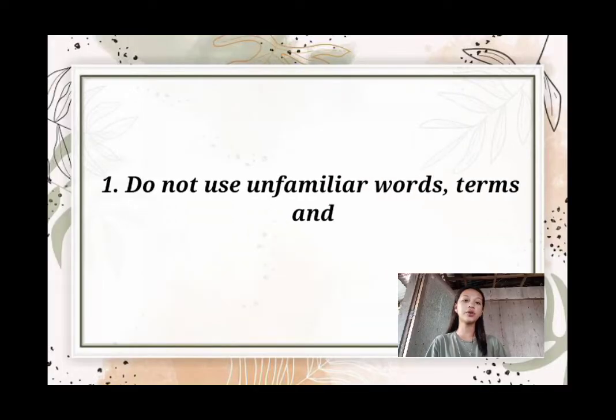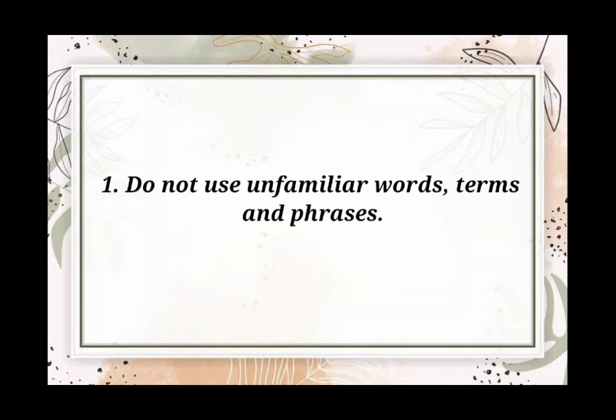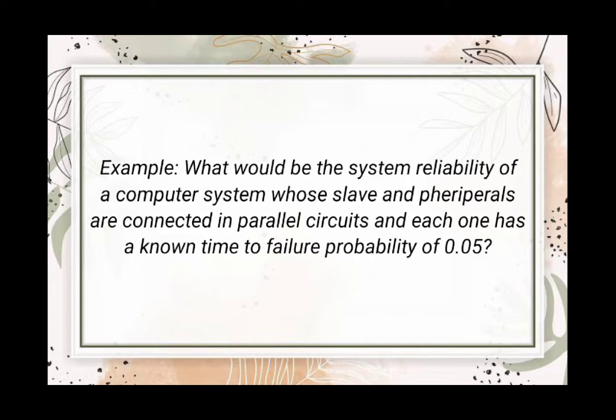Number 1. Do not use unfamiliar words, terms, and phrases. The ability of the item to discriminate, or its level of difficulty, should stem from the subject matter rather than from the wording of the question. For example, what would be the system reliability of a computer system whose slave and peripherals are connected in parallel circuits and each one has a known time to failure probability of 0.05? A student completely unfamiliar with the term slave and peripherals may not be able to answer correctly even if he knows the subject matter, reliability.